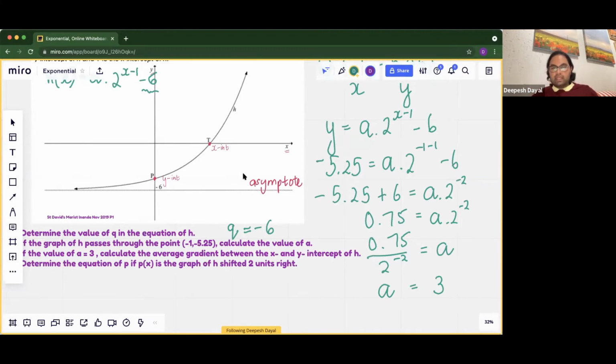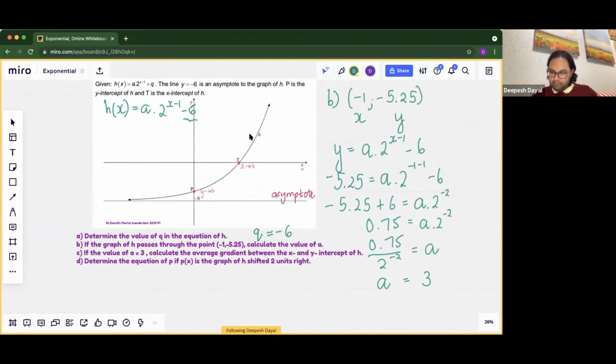Okay, so A equals 3. Okay, any questions regarding this? Any questions regarding this? No, no questions. Okay, great. Okay, so we've got A equals 3, right? Make it a bit smaller.